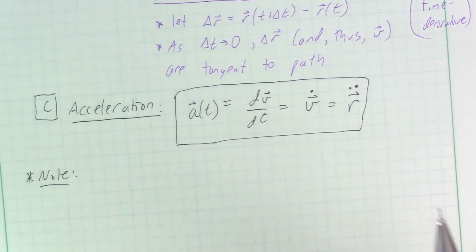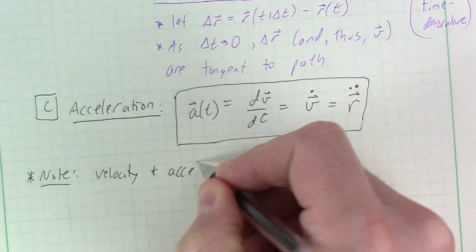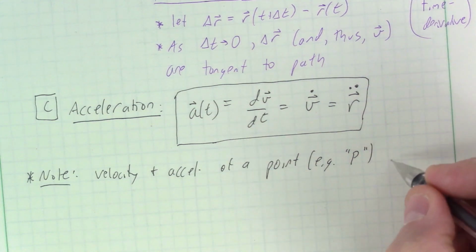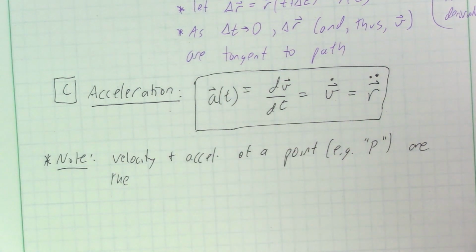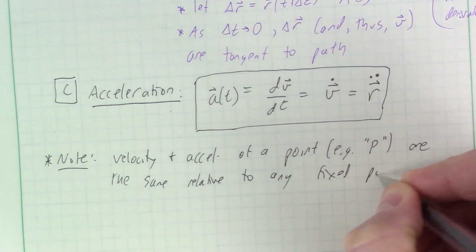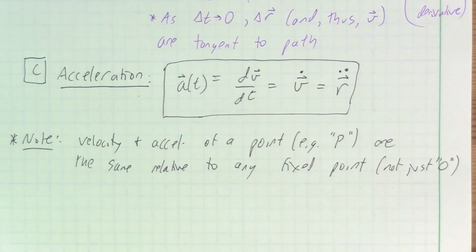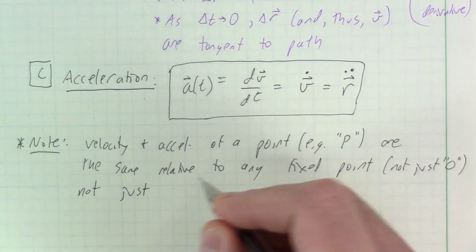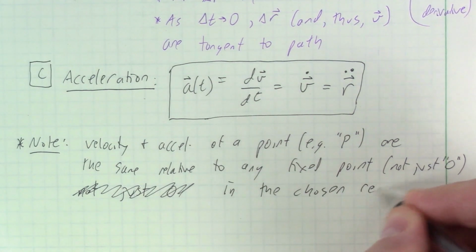As long as it's the same type of coordinate system. So another way to say that is that our velocity and acceleration of a point, in this case that's p, are the same relative to any fixed point. Right now the one important fixed point is the origin, but we could choose a different point to be the fixed point in our coordinate system, in the chosen reference frame.